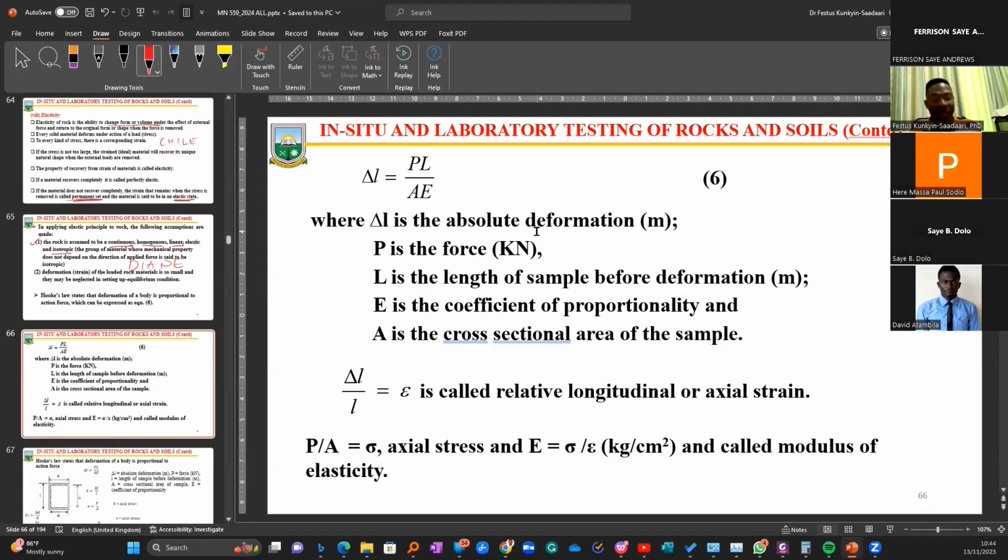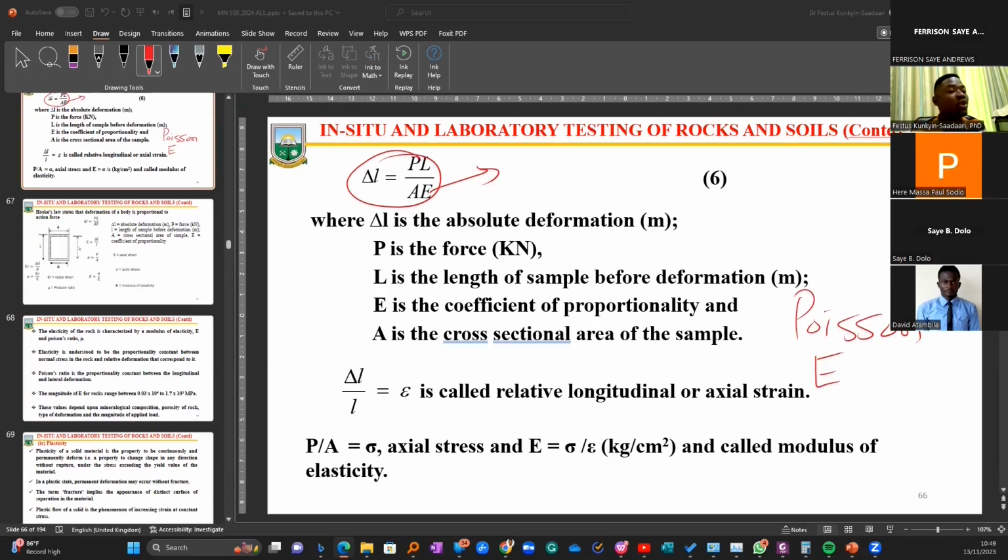So we have this formula, which is more or less expressing the modulus or Hooke's law. And then this E here is what we term as the modulus of elasticity. So usually we mention modulus of elasticity, Poisson ratio, and whatnot. Then the Poisson ratio is trying to look at how difficult it is to squeeze the rock in all directions.